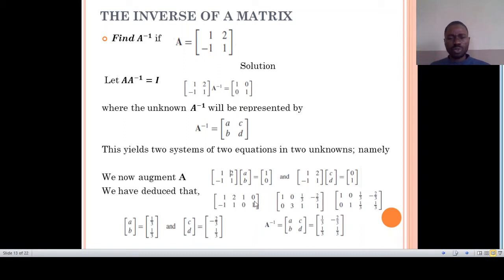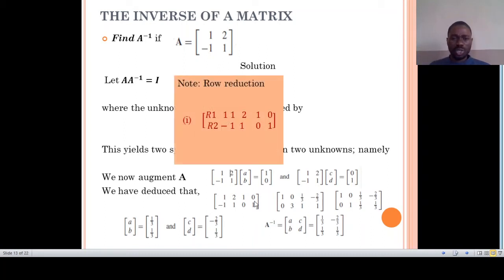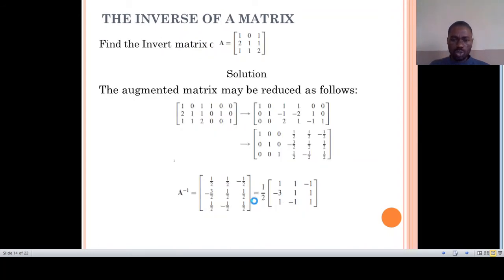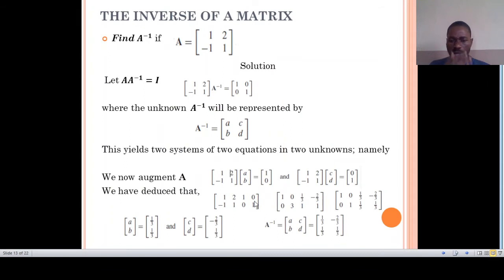Under here, I want to introduce you to another aspect, which is called row reduction. In matrices, there are many ways in which you can find the inverse, but I want to introduce you to the simplest method that you can apply to obtain the matrix inverse. It is known as reduced row. I will tell you how you are going to do that. It's very simple.